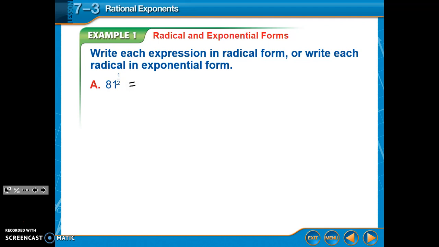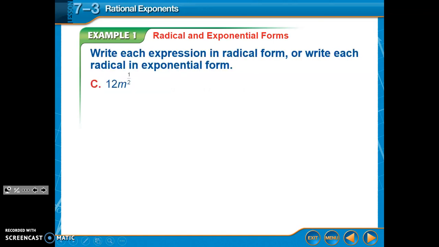So remember, anything that has a power of 1/2 is the same thing as the square root. So 81 to the 1/2 is the same thing as the square root of 81, which we know is 9, but this is how you would write it in radical form. Now we have it in radical form, and we want to put it in exponential form. This is the square root of 38, so it's going to be the same thing as 38 to the 1/2 power.